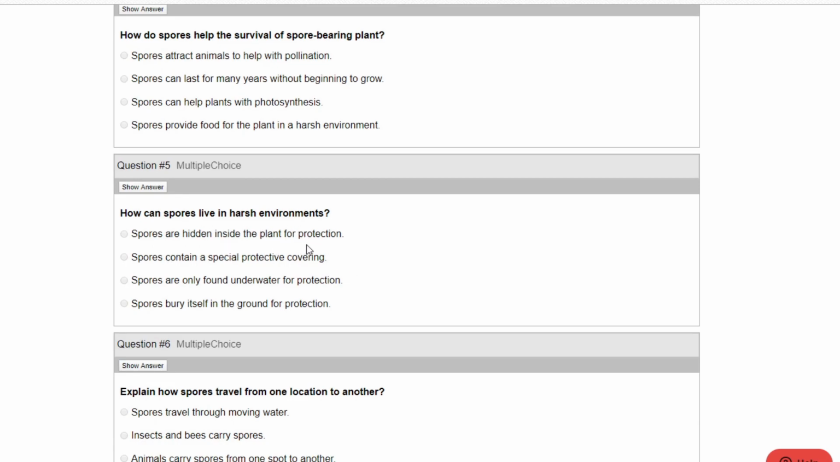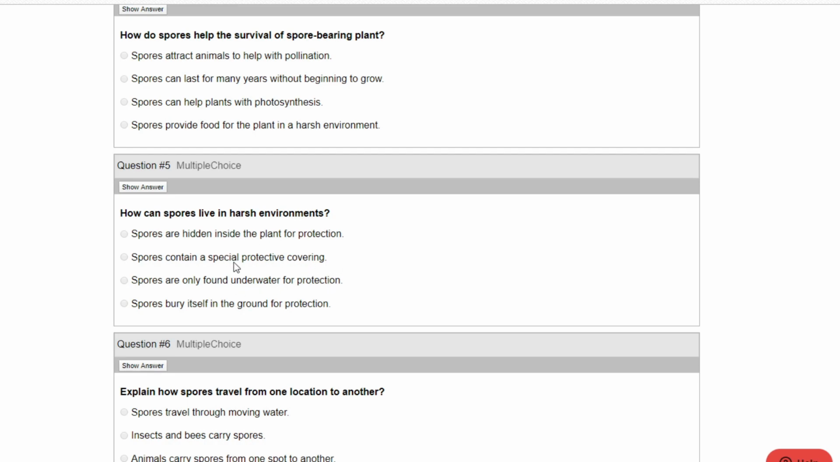All right, how can spores live in harsh environments? Okay, some are hidden inside the plant for protection. If yes, put a question mark. If no, put an X. Spores contain a special protective covering. Okay, question mark for yes, X for no. Spores are only found underwater for protection. Question mark for yes, X for no. Spores bury itself in the ground for protection. Okay, question mark for yes, X for no, and then go back. How many have question marks? If it's only one, you found your answer. If it's more than one, you have to go ahead and think about it.